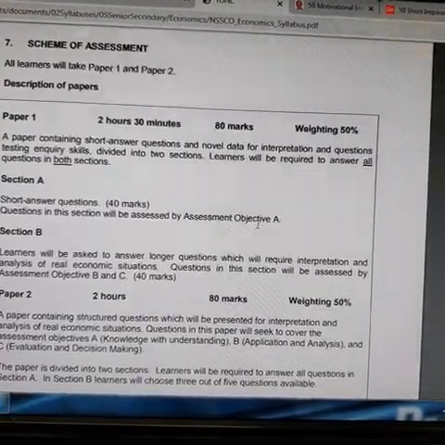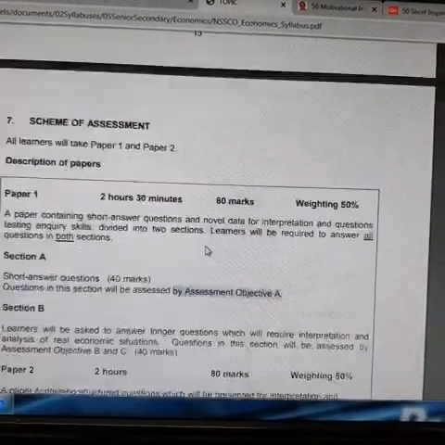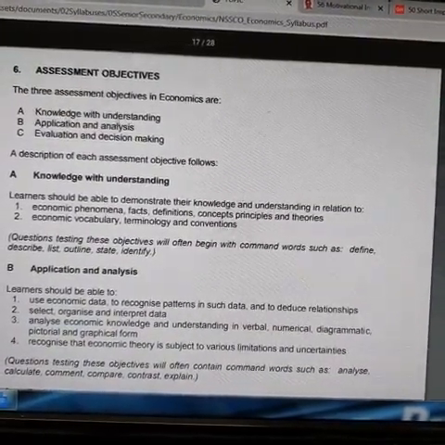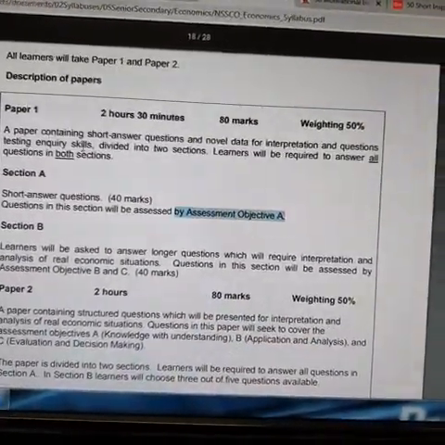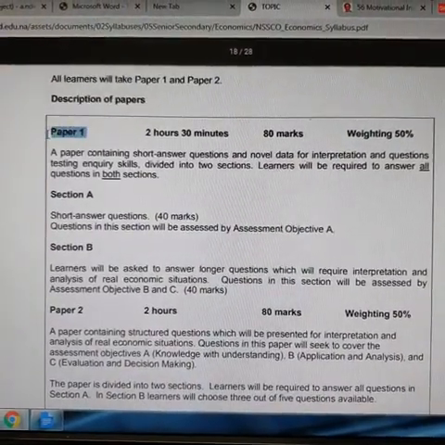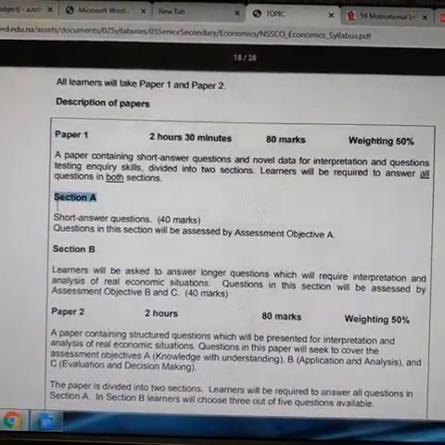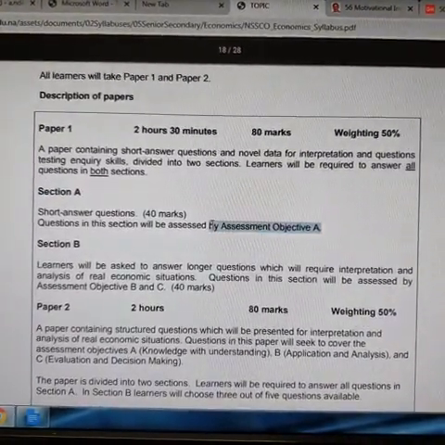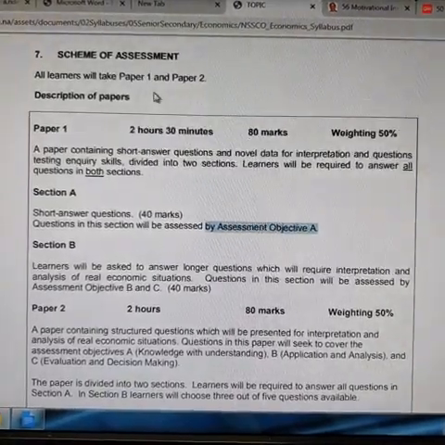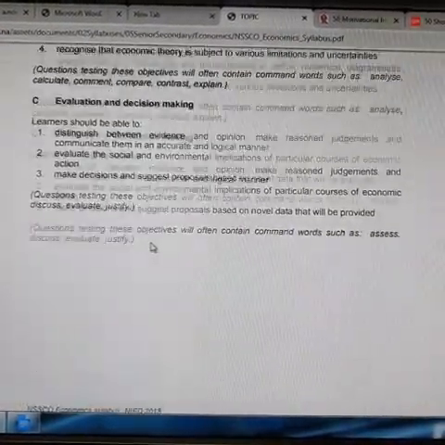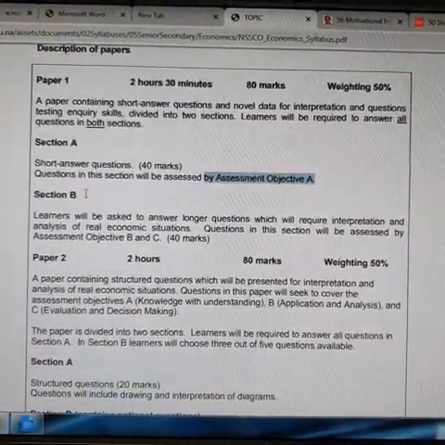When we say assessment objective A, what do we mean? We go back here. Assessment objective A means knowledge with understanding. So when you develop paper 1, make sure that section 1 covers the short questions, which will assess assessment objective A, to test learners' knowledge with understanding. And then it goes on with section B.